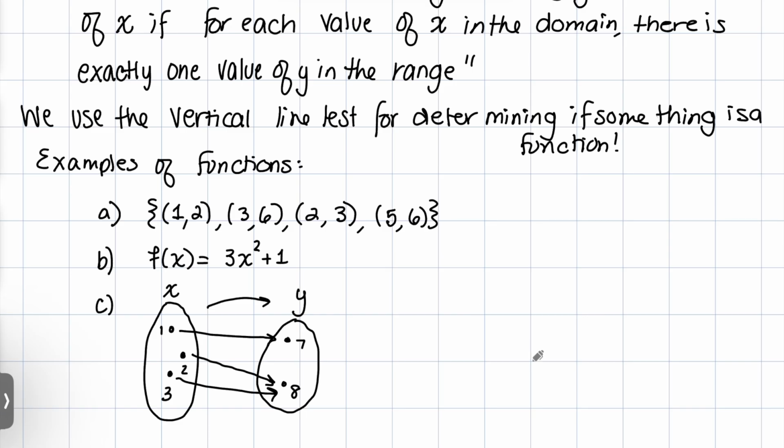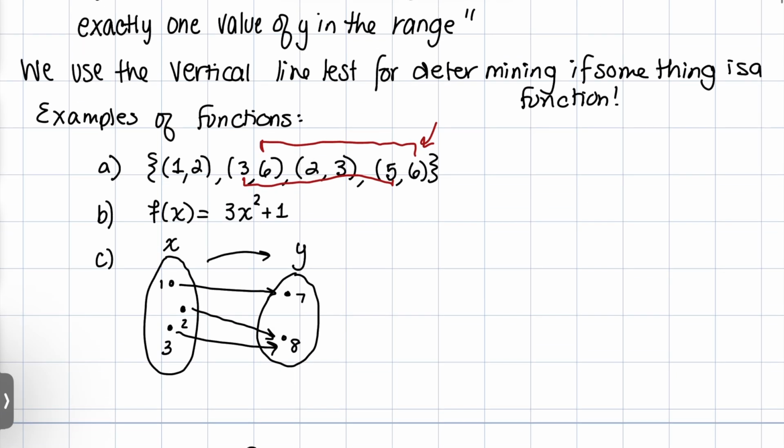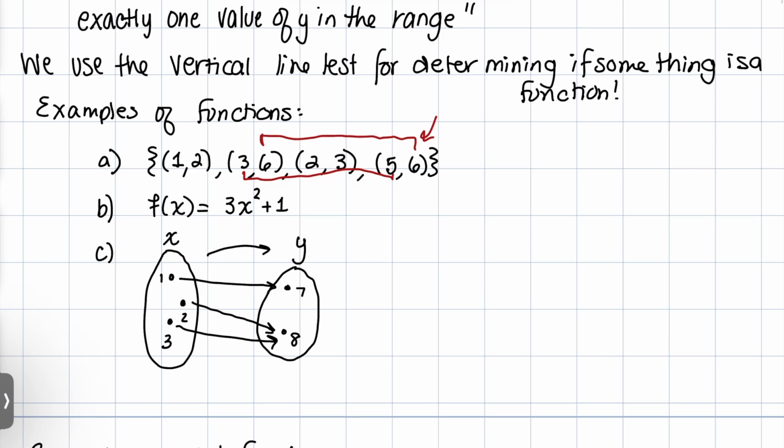We have this coordinate pair system here. You notice that these 6's are matching, but since they are in the y's, we don't care. So it's 2 different x's mapping to the same y value, which is fine. We have a function here, f of x equals 3x squared plus 1. That's a function. We know that it's a parabola. And then we have our simple mapping.